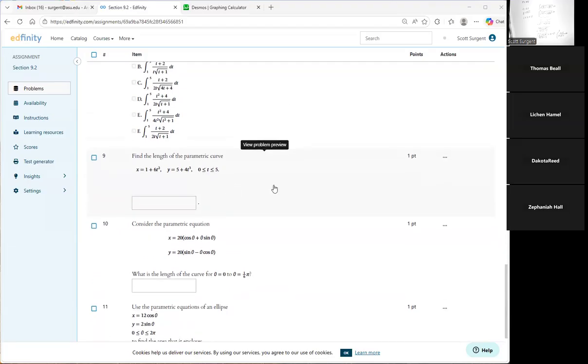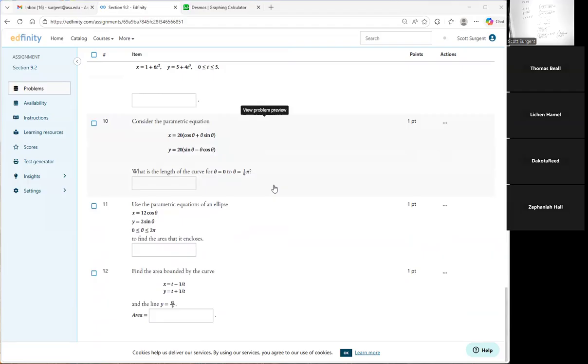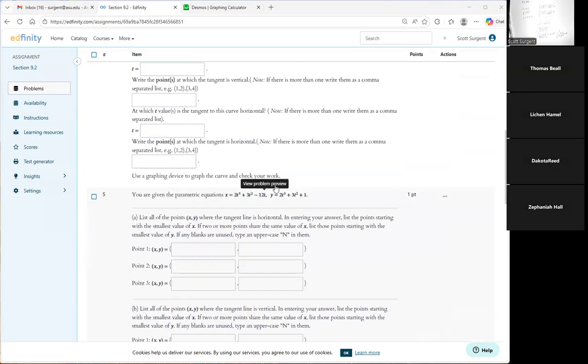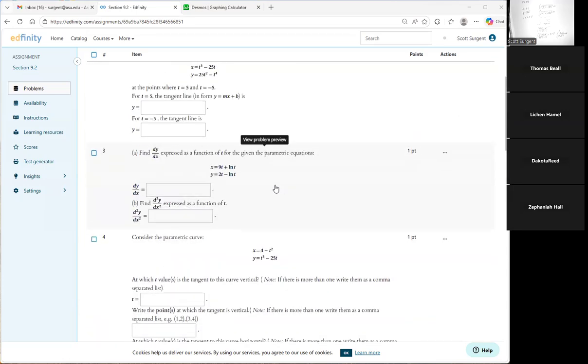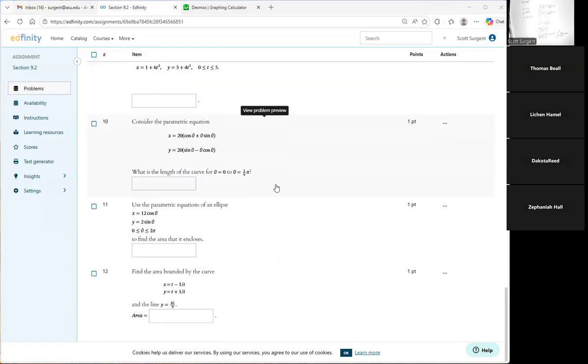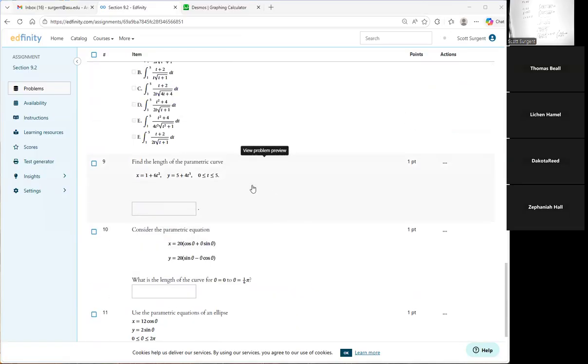All right. So it looks like on a lot of these, especially if it's the arc length, if all it wants is the length, it doesn't care what form you give it in. If you set it up right, that's 95% of the battle. And you can let the calculator or Desmos do the actual calculation.